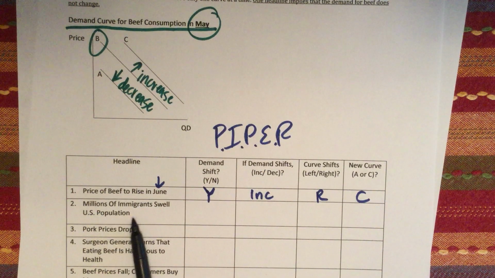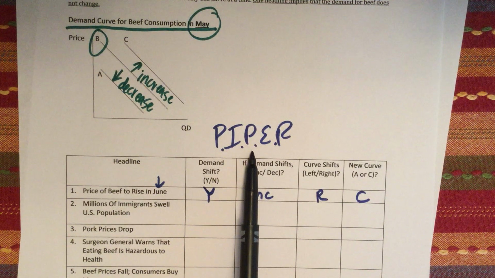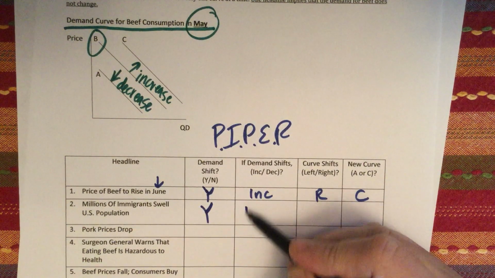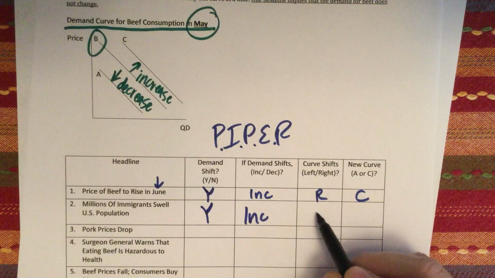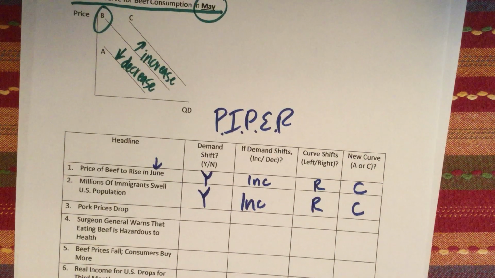Millions of immigrants swell the U.S. population. Our population has increased. Again, that's the P in PIPER. So yes, it does affect the demand curve. It's going to increase because more people shopping is going to increase the demand for beef. It's going to shift to the right, and the new curve is C.